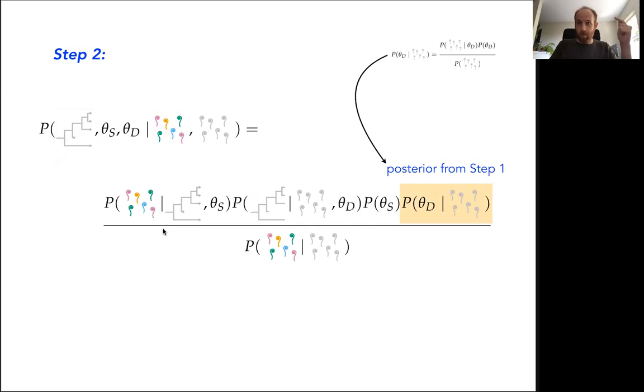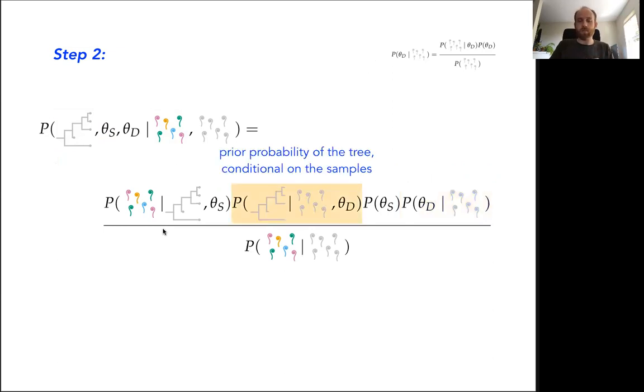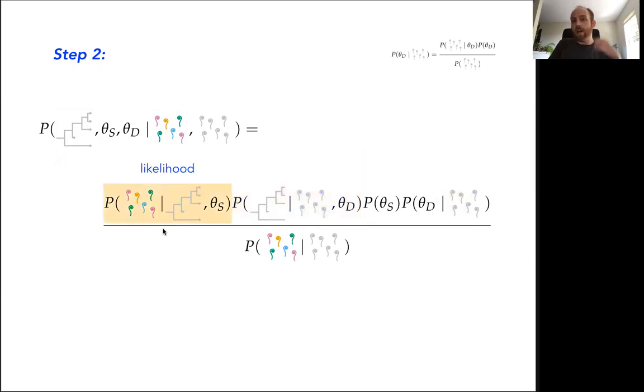We would take the posterior from the first step and plug it in as our new prior on diversification rates. We would then calculate the prior probability of the tree, conditional on the samples and the updated diversification rate parameters. Then we would calculate the probability of the character data given that tree and substitution model. And that would be a likelihood because it's a probability of some observations. Importantly, the marginal likelihood in this step is just the marginal likelihood of the characters, not the marginal likelihood of the samples, because we already computed that in the previous step.